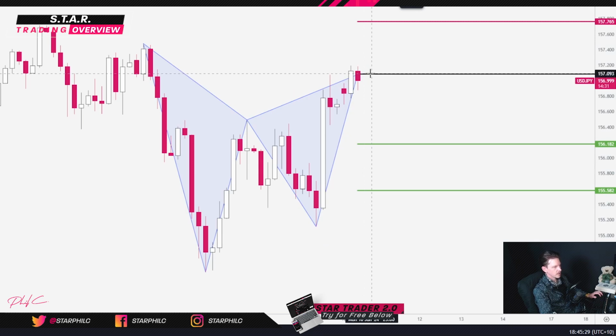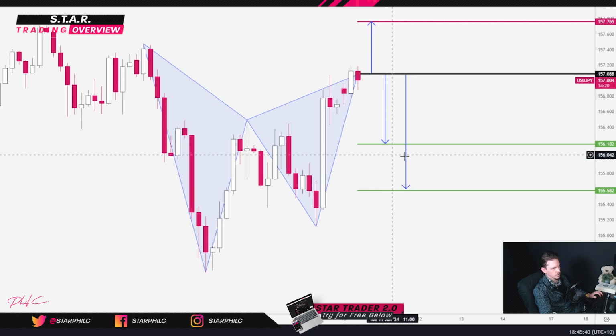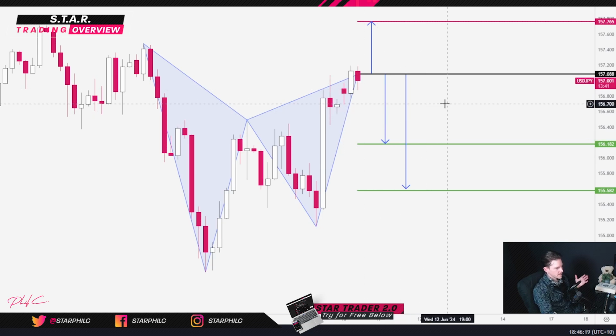Entry right here at the 127, we are risking this much. And we have a potential gain of target 1 and then also for target 2 because we trade 2 contracts. Again, this is a very nice risk to reward setup if you are over 50% accurate on this pattern. But none of that is going to be consistently profitable for you if you don't have a clear defined rule set and you don't know that you have an edge.